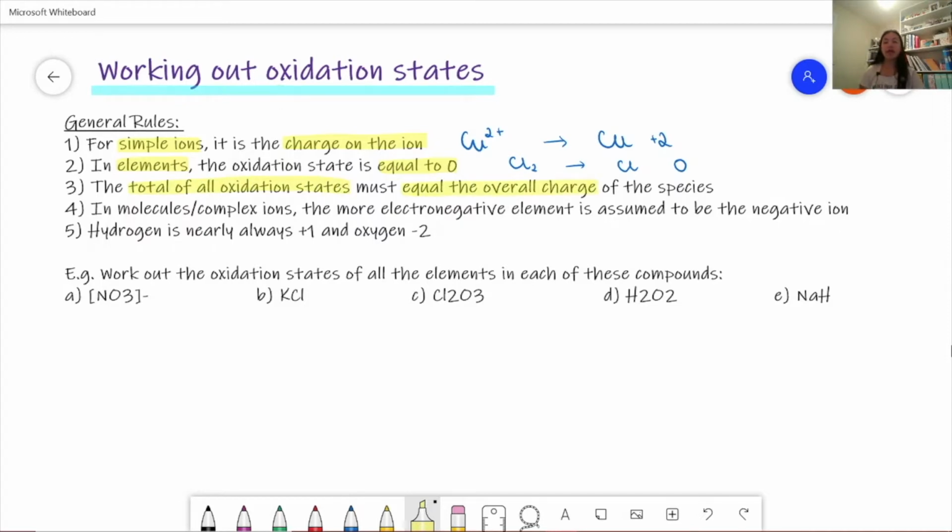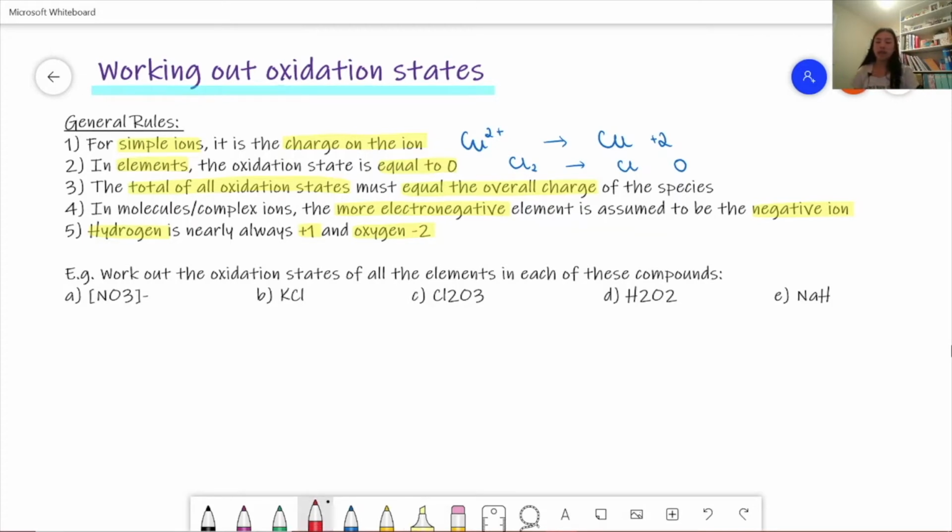And then we have that in molecules or complex ions, the more electronegative element is assumed to be the negative one. And finally, hydrogen is nearly always +1, and oxygen is nearly always -2. So, for example, we're going to work out the oxidation states of all of these elements in each of these compounds. So firstly, we have NO3-, and this is the nitrate ion.